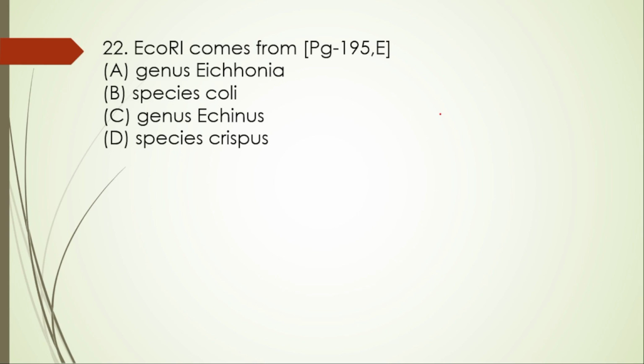Next, 22nd question. E. coli comes from genus Escherichia, species coli, genus Echinus, species Crispus. So here the right option is option B, species coli. The name of the restriction enzyme EcoRI is derived from the scientific name of the bacterium, that is Escherichia coli RY13. So here the right option is option B.